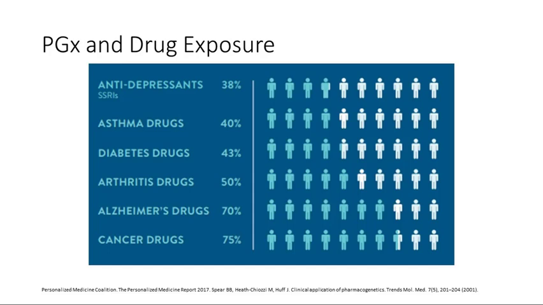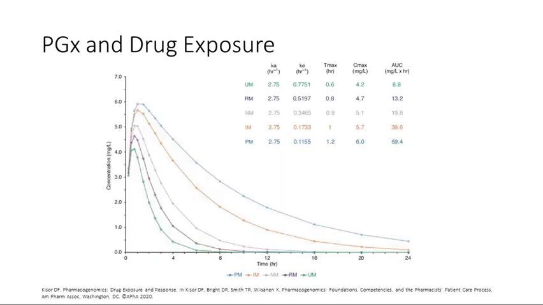So the ultra-rapid individual, the ultra-rapid metabolizer, when given an active compound, may have the least exposure to the medication and not benefit from it as desired.